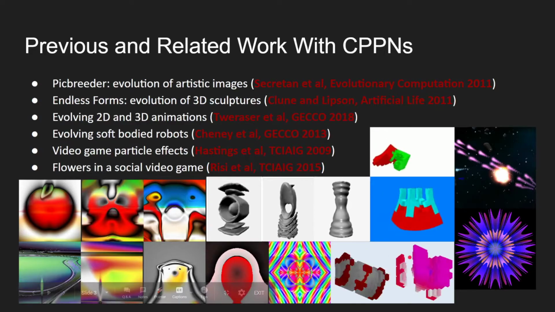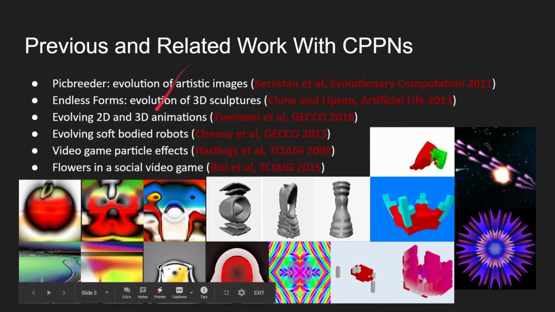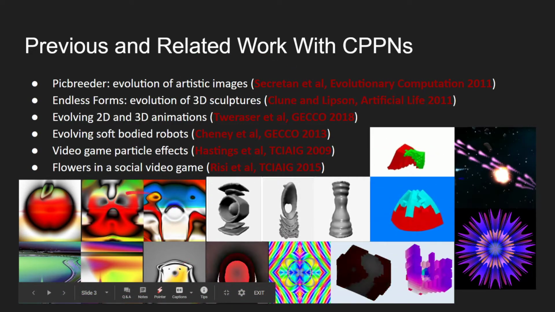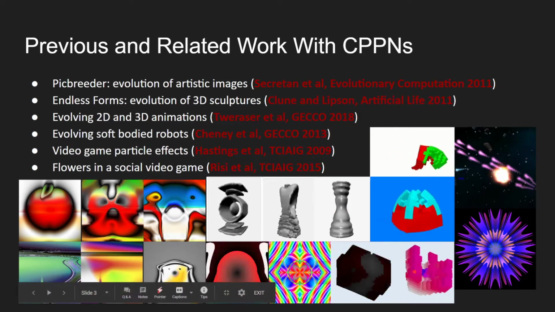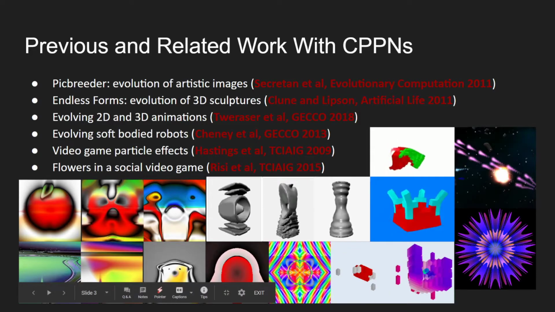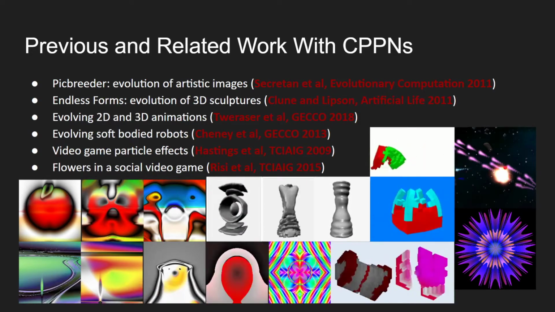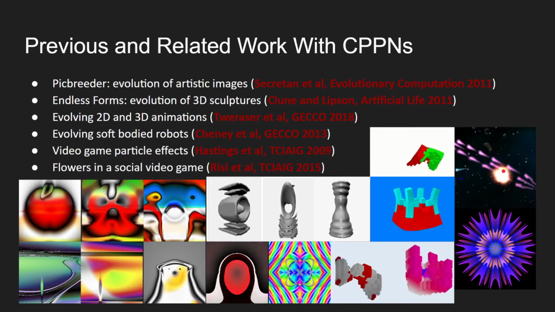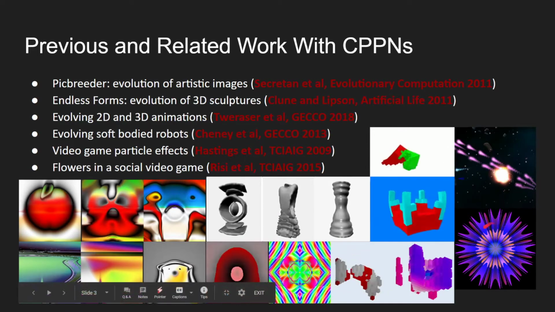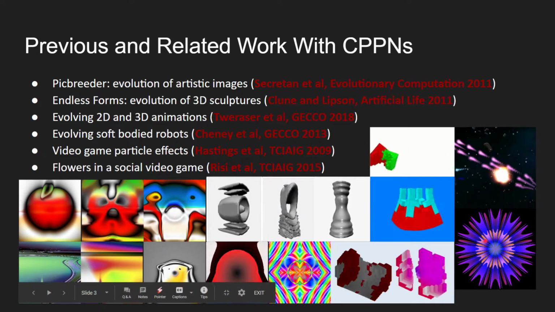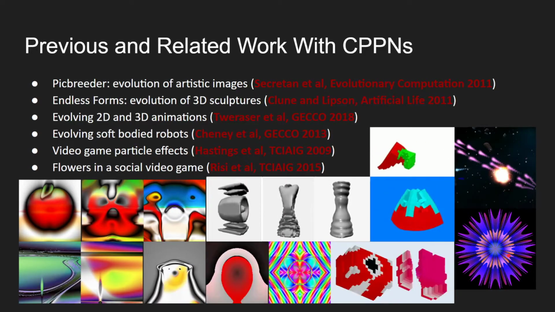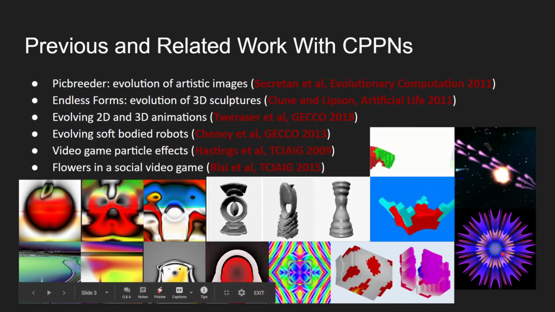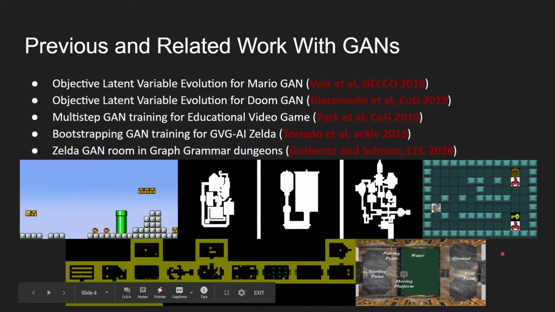Now, lots of previous work has been done with CPPNs. They've been used to generate beautiful 2D pictures, 3D shapes, 2D and 3D animations, as well as soft-bodied robots, particle effects for a space shooting video game, and these aesthetically pleasing flowers for a social media game, as well as many other examples. So they're firmly established means of producing patterns.